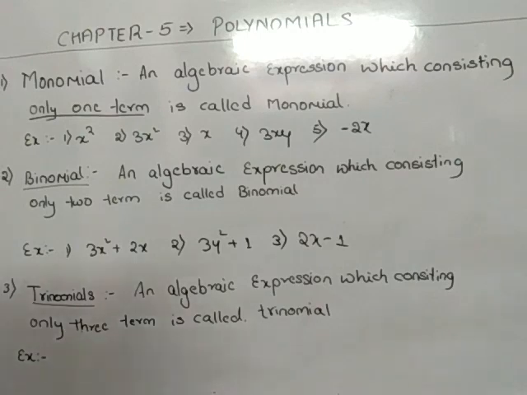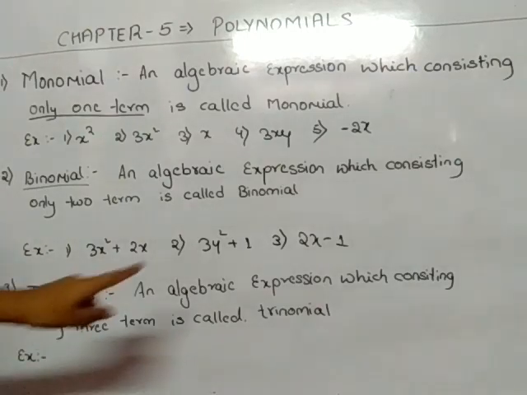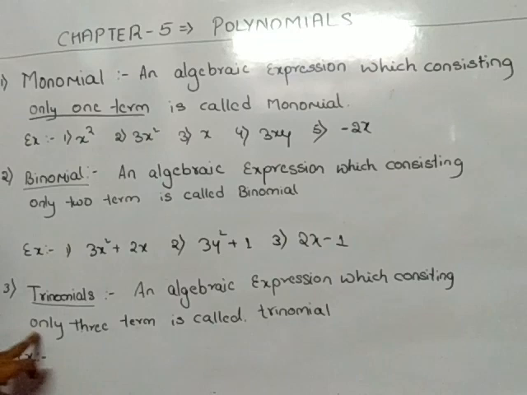Trinomial means, tri means here 3, right? An algebraic expression which consists of only 3 terms. Which consists of only 3 terms is called what? A trinomial here. Okay, we'll see examples for the trinomials.